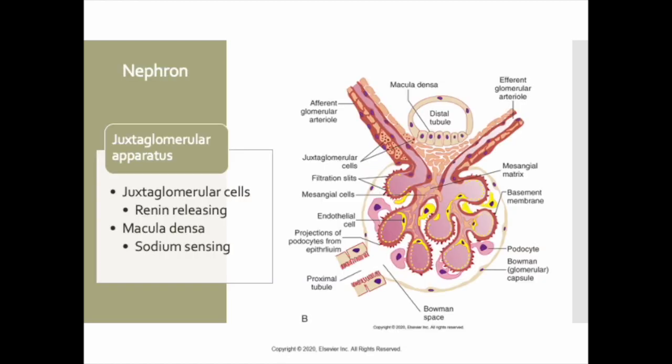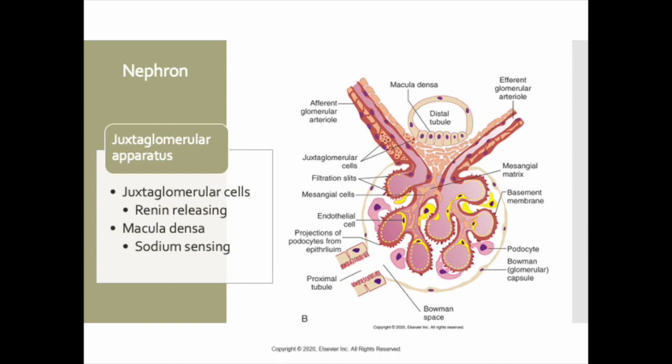Now we're going to talk about the juxtaglomerular apparatus, and it is supplied by afferent arterioles and drained by the efferent arterioles. Okay, so again, the glomerulus is supplied by afferent arterioles, but then drained by efferent arterioles. And it's a group of specialized cells known as the juxtaglomerular cells. They release renin, and they're located around the afferent arterioles where it enters the glomerulus.